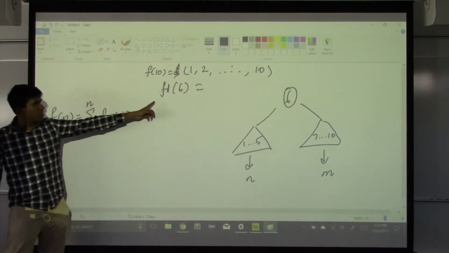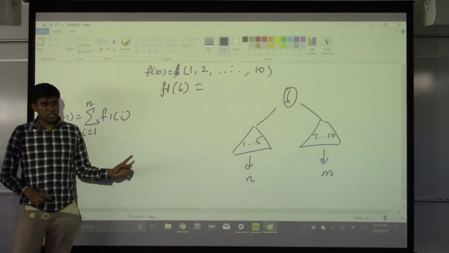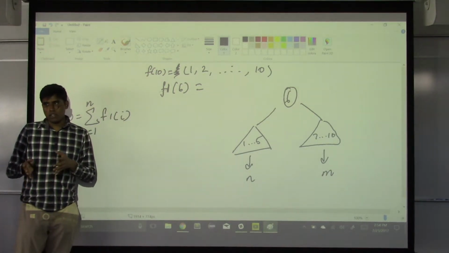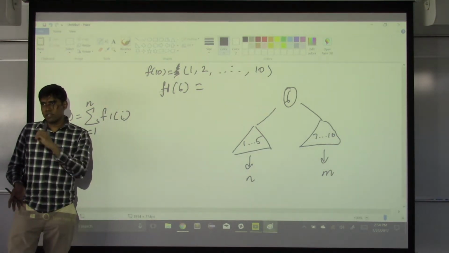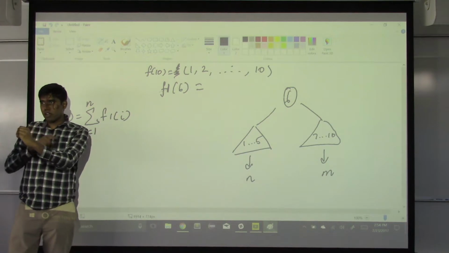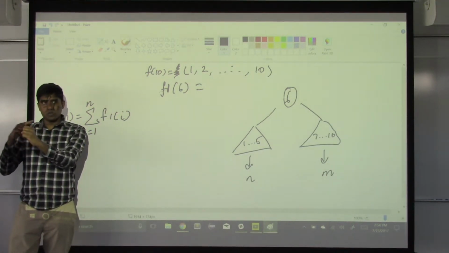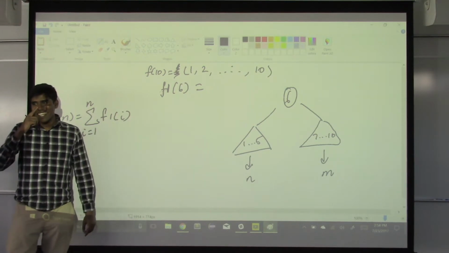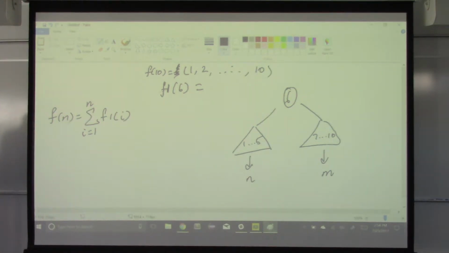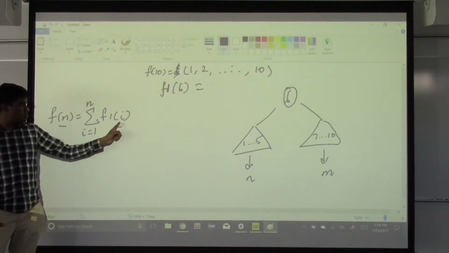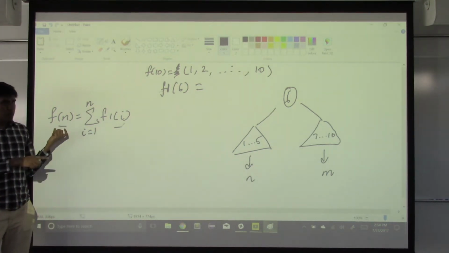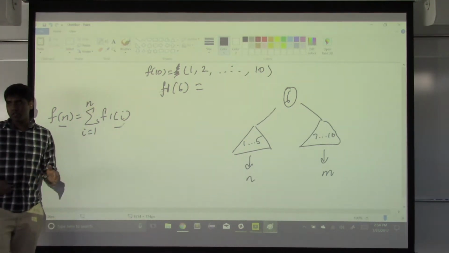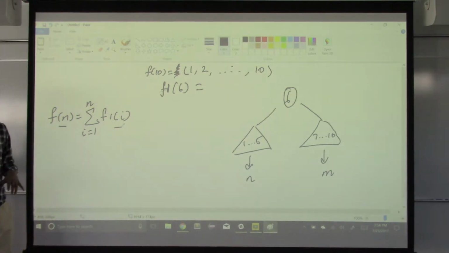So f of 10 is nothing but f1 of 1 plus f1 of 2 and so on, because f1 of i is all the trees rooted at i, but where all the values in the tree are from 1 to n. So there are two things, n and i, right? f1 is all the trees that I can have with i as the root, but the nodes themselves have values from 1 to n. Okay, I don't want to use n again, so let's use k and l.